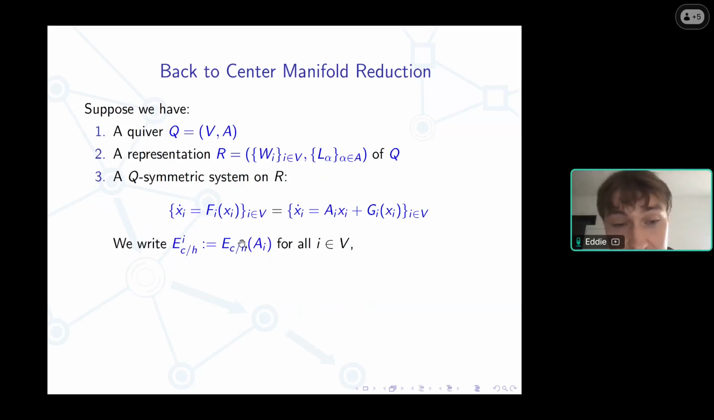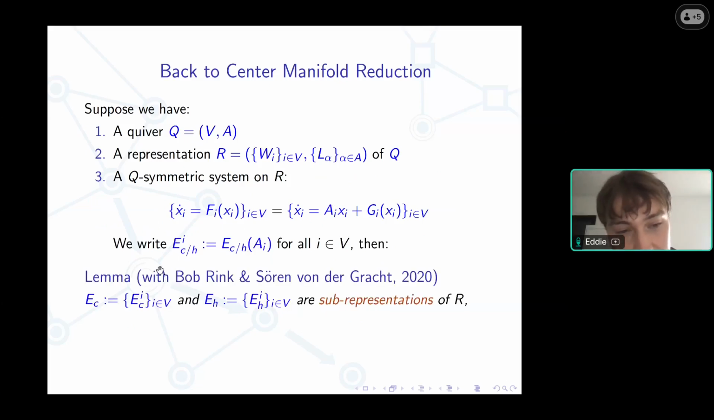Then the first lemma that we need, again with Poppenink and Sir van der Gracht, is that if I take the center subspaces for every vertex, in every linear space, they together form a subrepresentation, and the same for the hyperbolic ones. And what's more, they give a direct sum decomposition of your representation. This follows from the fact that, since it's a quiver symmetric system, you have all these relations between the AI. They send solutions to solutions, and that has strong consequences for the linear part, and in particular for the center and hyperbolic parts. Okay, so far so good.